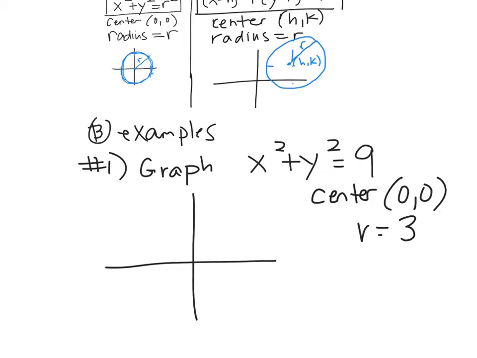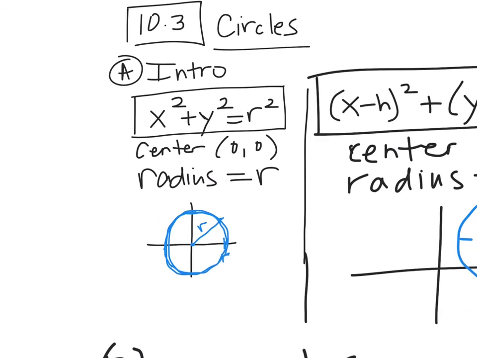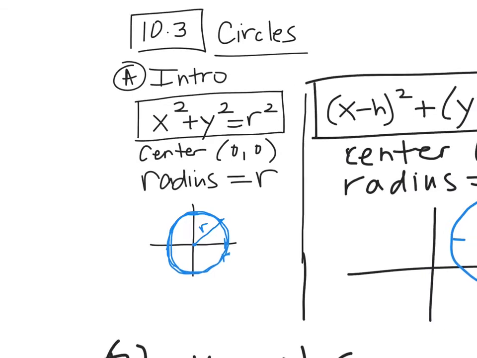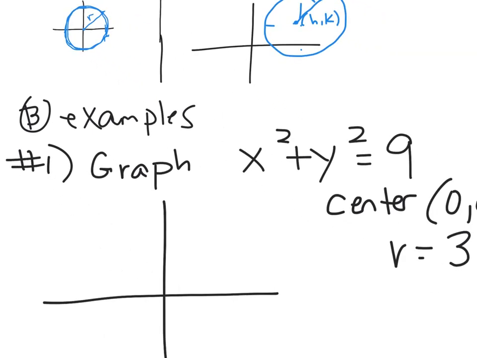Okay, see this equation right here? X squared plus y squared equals the radius squared. So in order to find out what r is, what the radius is, you have to take the square root of that number at the end. Square root of 9 is 3.